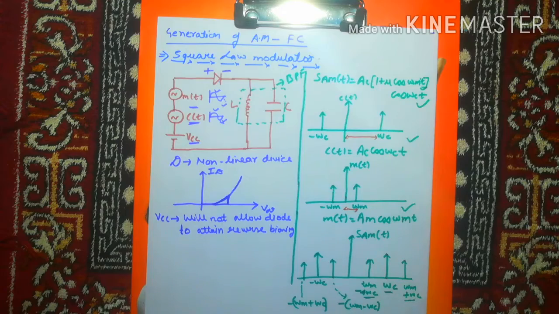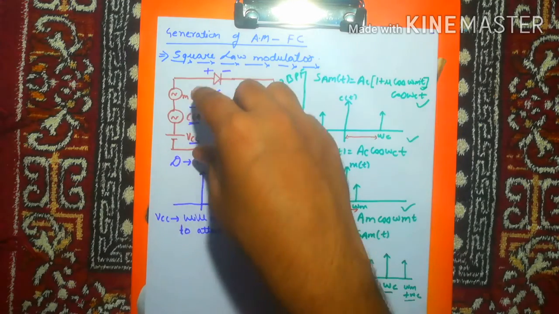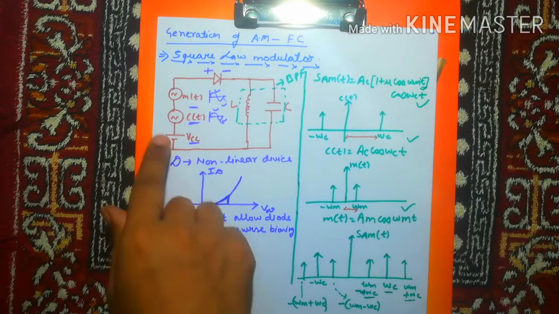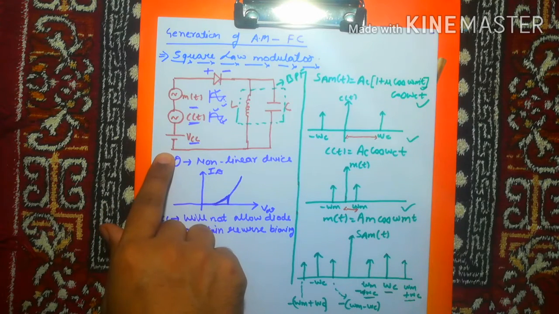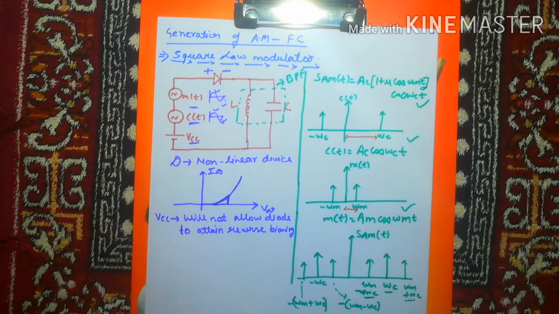Now when we do AC analysis, this VCC becomes short. You all know that DC biasing becomes short when we are doing AC analysis or small signal analysis. So the DC biasing becomes short. I hope you are understanding this.